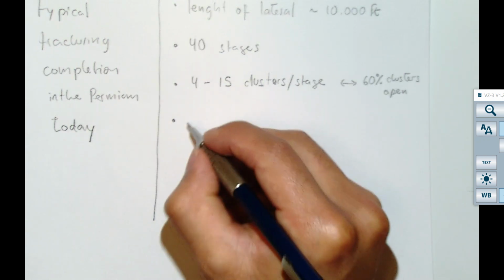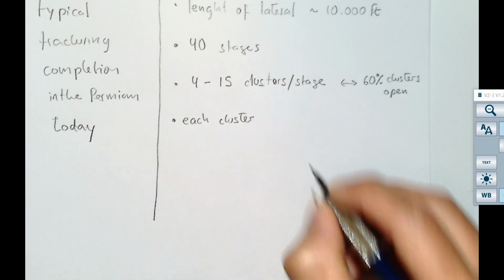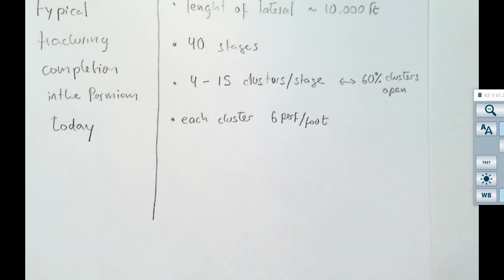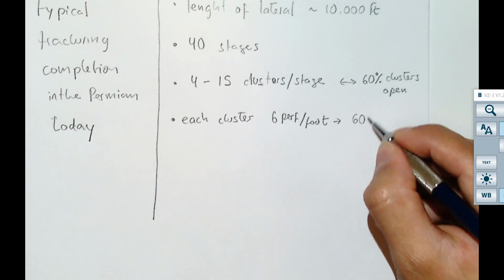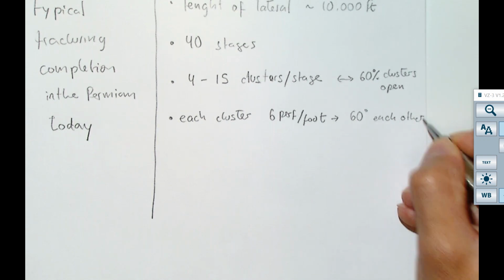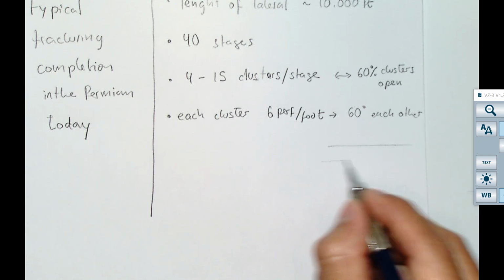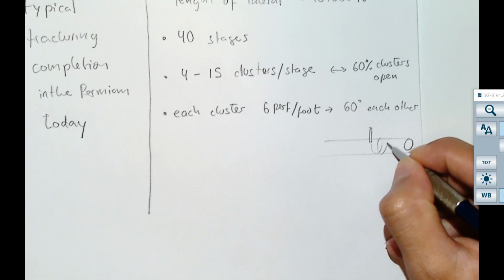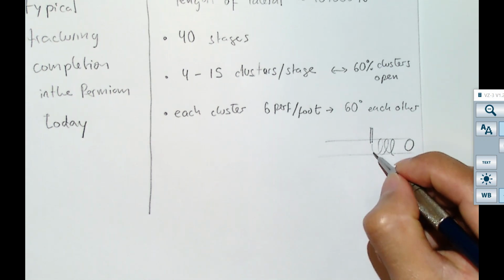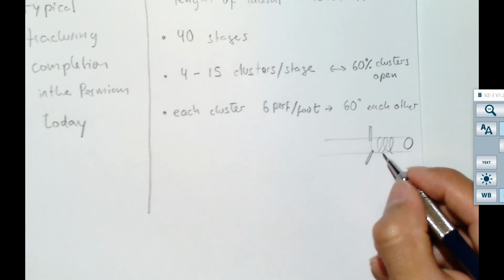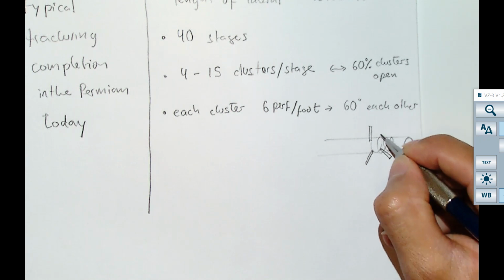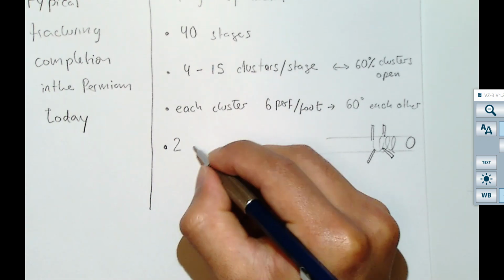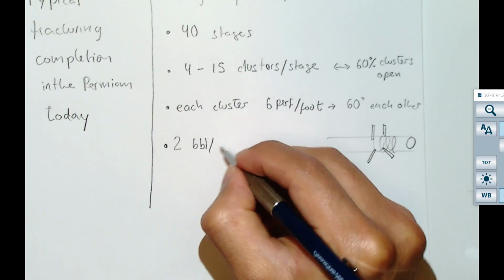Each cluster has about 6 perforations per foot, and these are at 60 degrees from each other. So that means, let's see if I can, this is going to be a real challenge. I have a perforation here. The next one goes in a helicoidal way. The next one is going to be here at 60 degrees from the other one. The next one is going to be here, and so on.